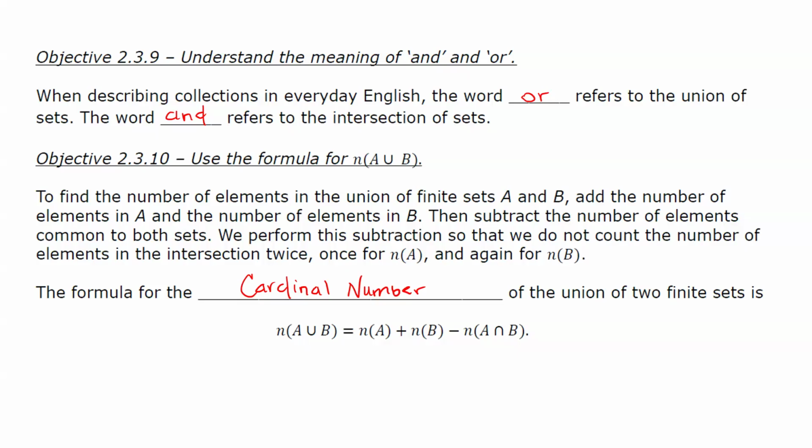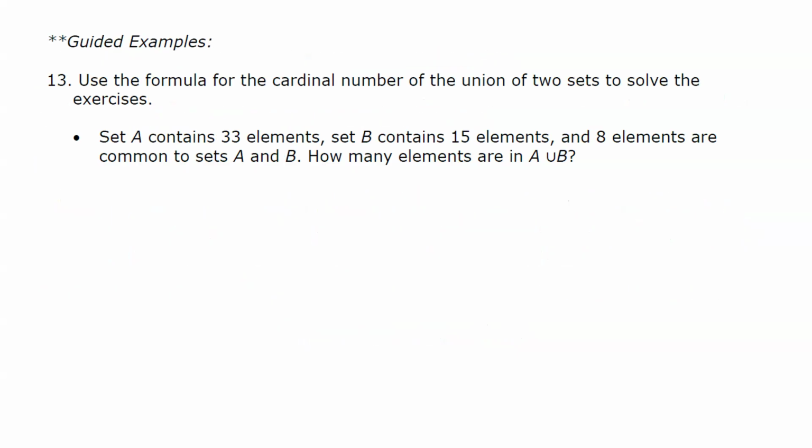All right, so let's apply these to a couple of examples. We're going to use the formula for the cardinal number of the union of two sets to solve the following exercises. Set A contains 33 elements, set B contains 15 elements, and 8 elements are common to sets A and B. How many elements are in the union of set A and B?